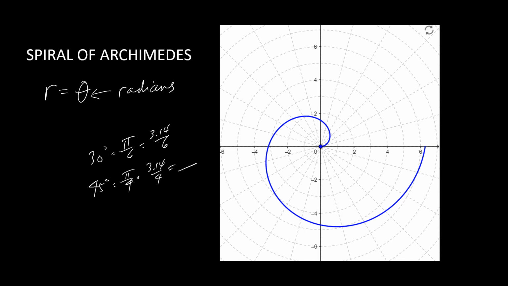For theta equal to 90 degrees, that is pi over 2 or 3.14 over 2. So as theta increases, so does the value of r, and at 360, that is equal to 2 pi or 6.28. Of course, you can continue for theta higher than 360. So it is an unending spiral, for various values of theta.